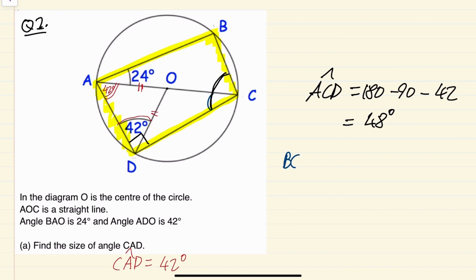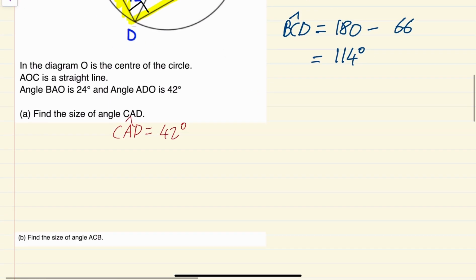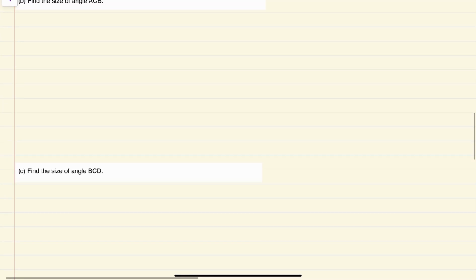So BCD is equal to 180 minus its opposite angle, and its opposite angle is this whole thing here. So it's 24 plus the 42, which is going to be 66. And then if you do that, 180 minus 60 would be 120, minus another 6 is 114 degrees. Just check my calculations here, I'm doing this in my head. And that is it. So that's BCD.